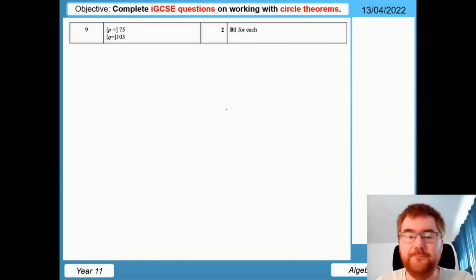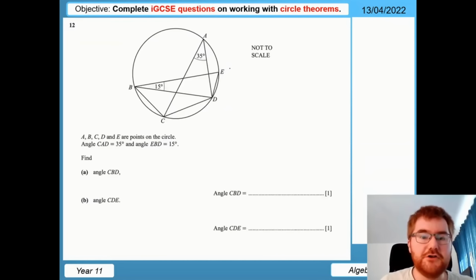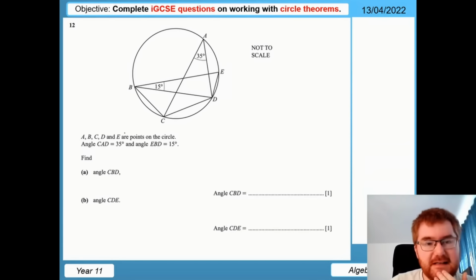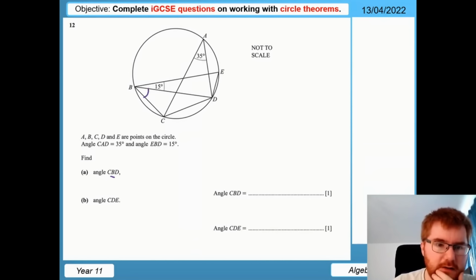And let's move on. So now we're on to question 12. A, B, C, D, and E are points on the circle. Angle CAD, good old computer-aided design, is equal to 35 degrees. Yep, that's marked in already. And angle EBD is equal to 15 degrees, which is already marked in as well. Now we need to find the following angles, CBD and CDE. So CBD, with B in the middle, that's this angle here.